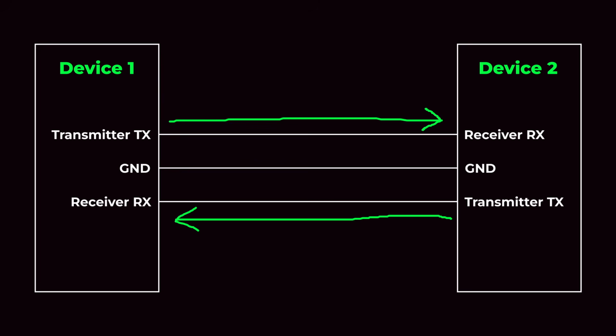Then both lines share a common ground, and this serves as a way to provide a voltage reference point so that the signal levels can be interpreted correctly. And then there's the VCC. And I wouldn't touch that unless you know what you're doing, because it carries a supply voltage which could, if you're using it wrong, fry your device. So just be careful.